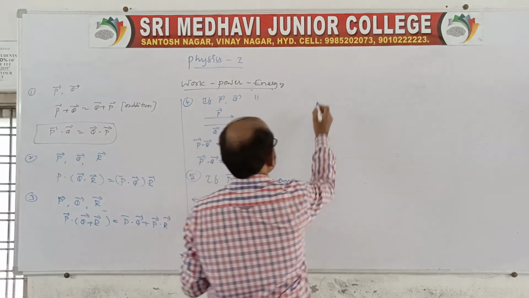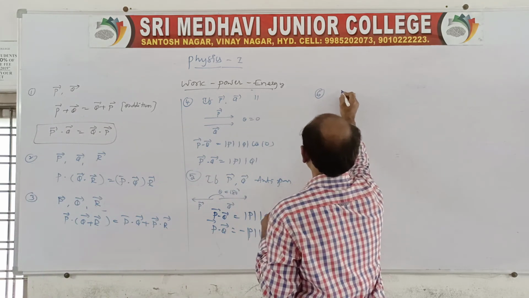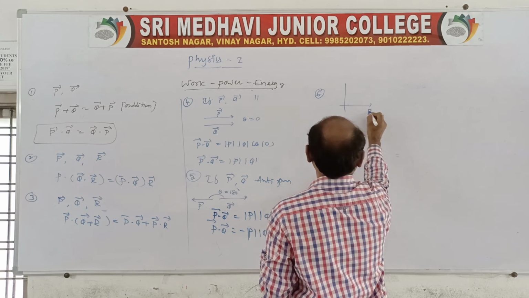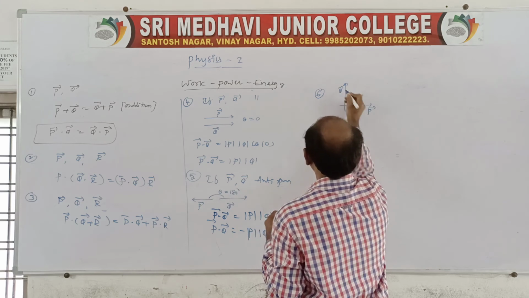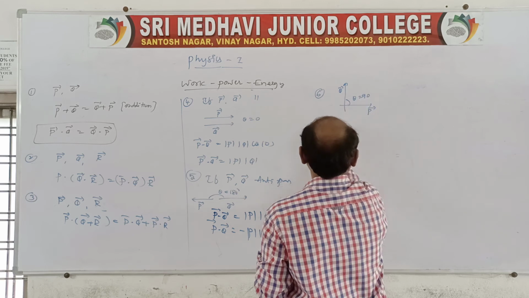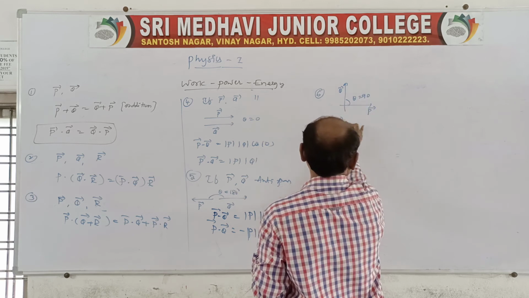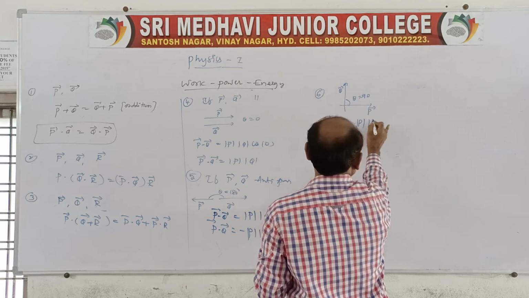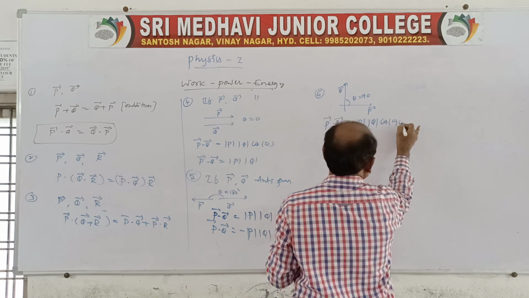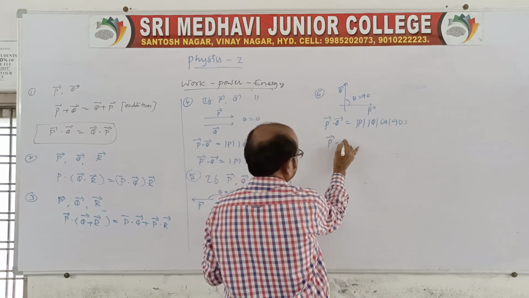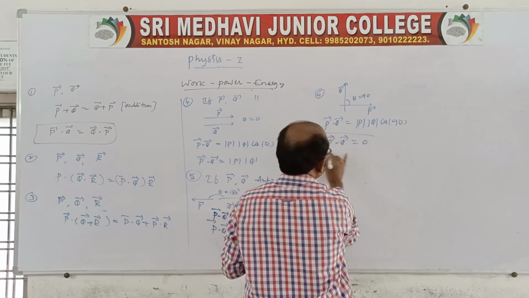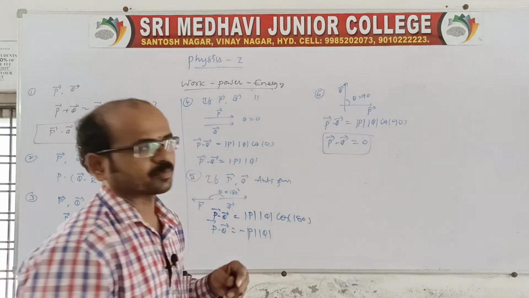And let us go for the sixth one, that is if two vectors are perpendicular, that is P vector and Q vector. Of course, there will be an angle of 90. So P dot Q is equal to magnitude of P, magnitude of Q cos 90. Yes, it is 0, no? Therefore you take it like this. This is the sixth property.